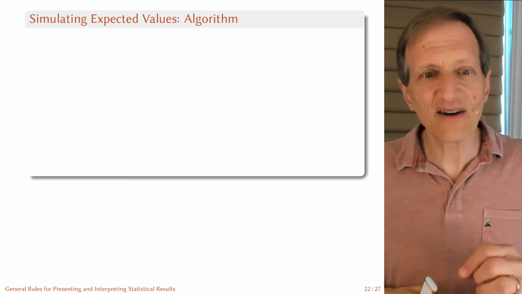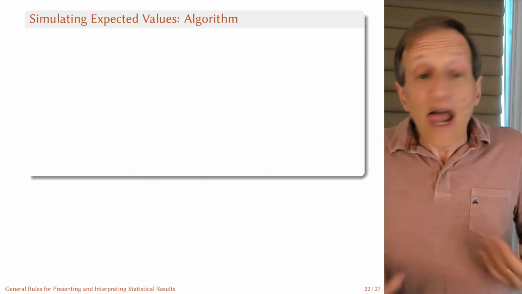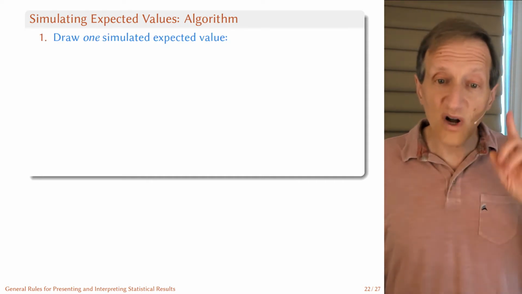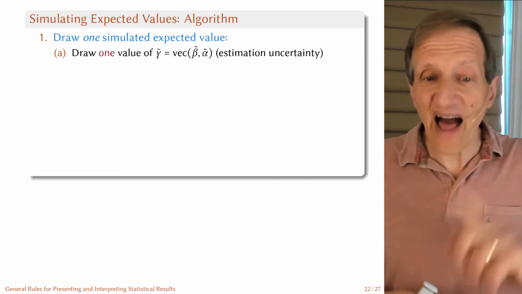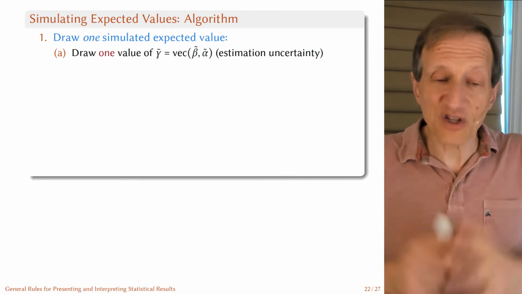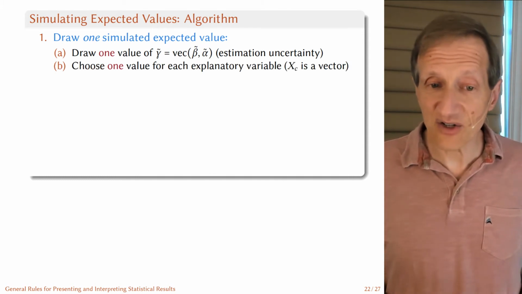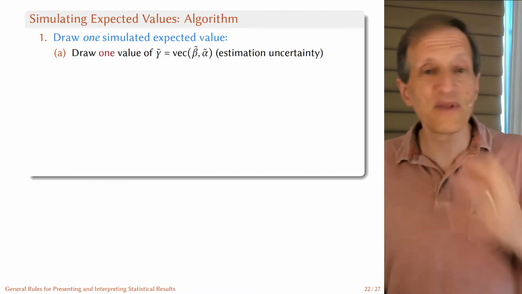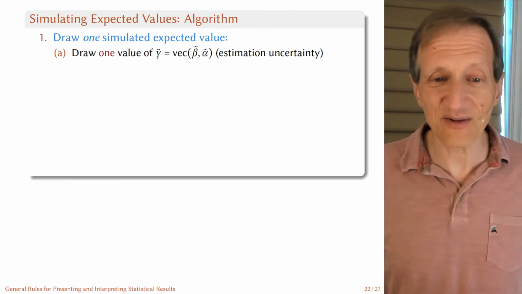Now let's talk about simulating expected values. Okay, so how are we going to simulate expected values? Here's an algorithm. We're going to draw one simulated expected value as follows. Draw one value, that is, simulate one value of gamma tilde, which is, again, vec of beta and alpha, which gives us the estimation uncertainty. You know how to do that, by the way. How do you do that? Well, you get those from their multivariate normal distribution with parameters that you got from the maximum likelihood estimates.